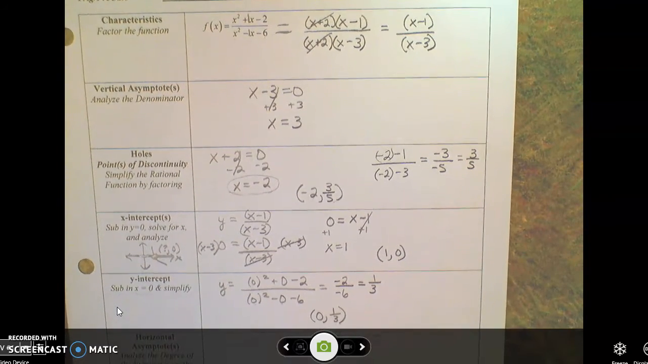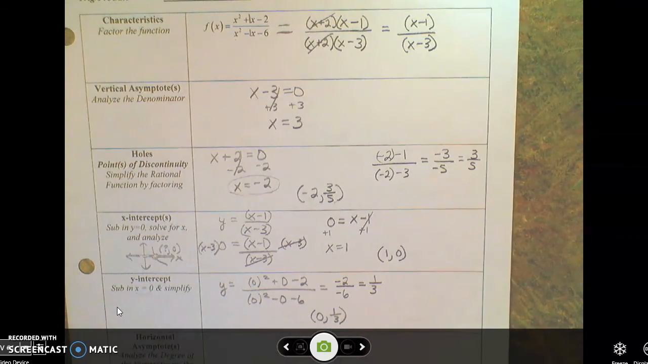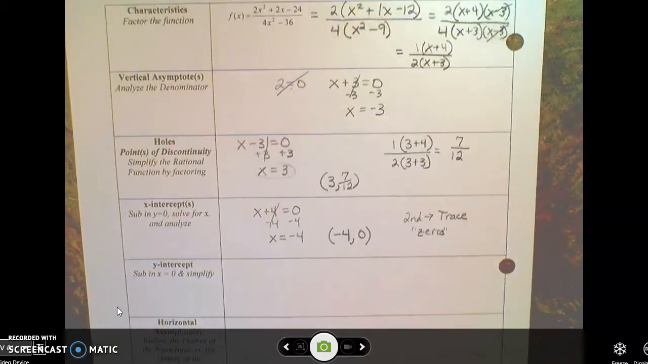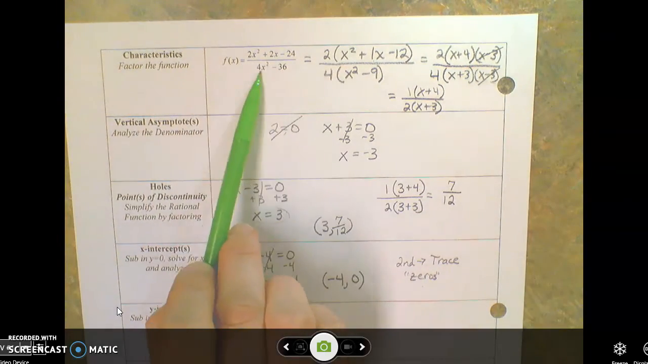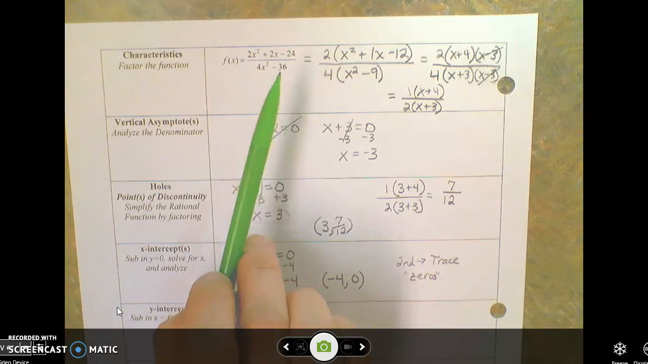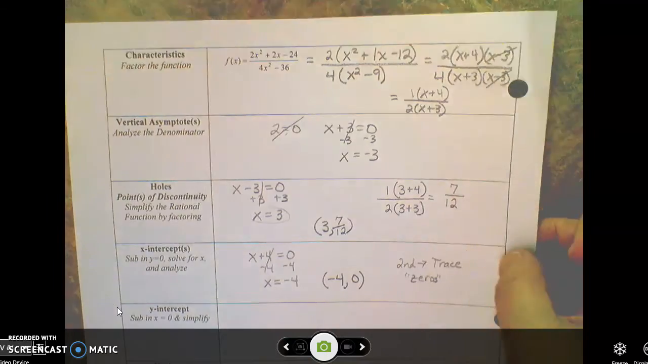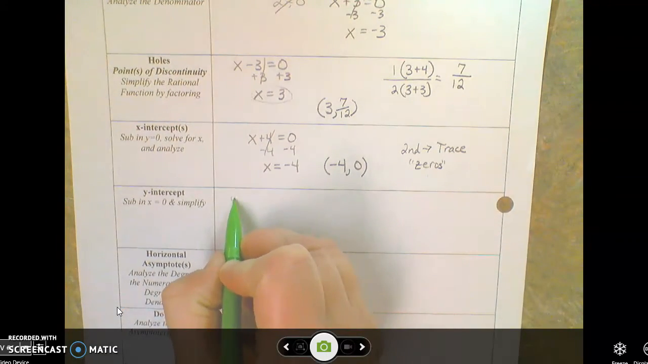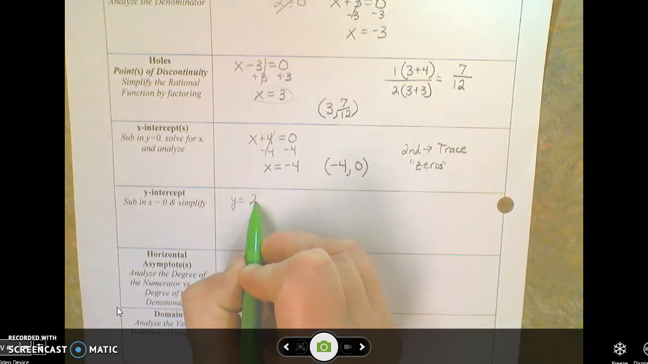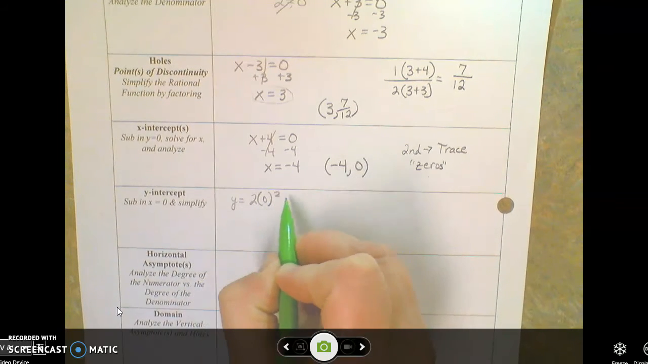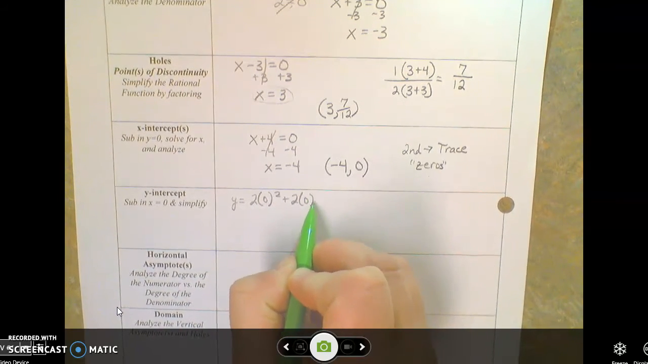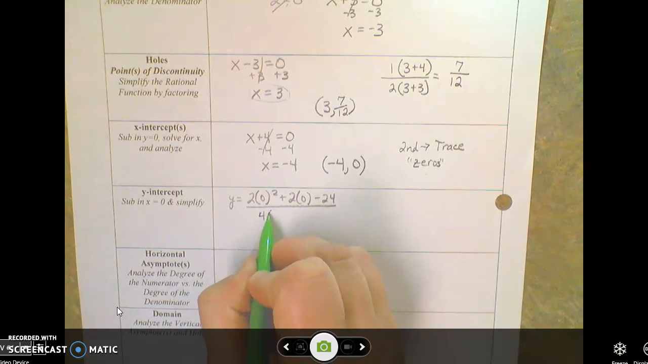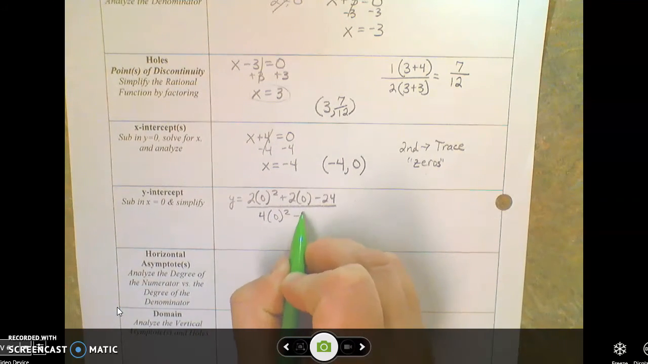Okay, in our next example, on the back, we are going to do the same thing. So we are going to use the unsimplified version of our function to find our y-intercept. So y equals 2 parentheses 0 squared plus 2 times 0 minus 24, all over 4 times 0 squared minus 36.